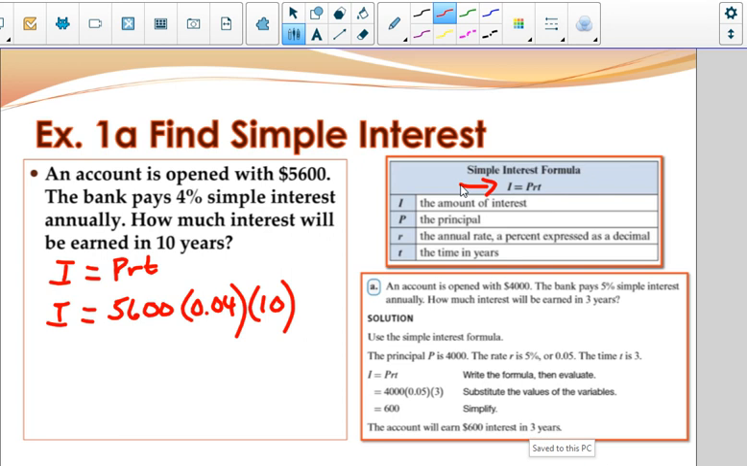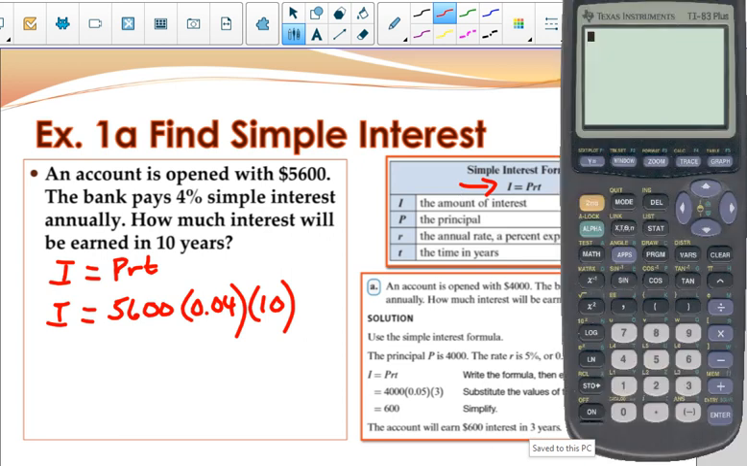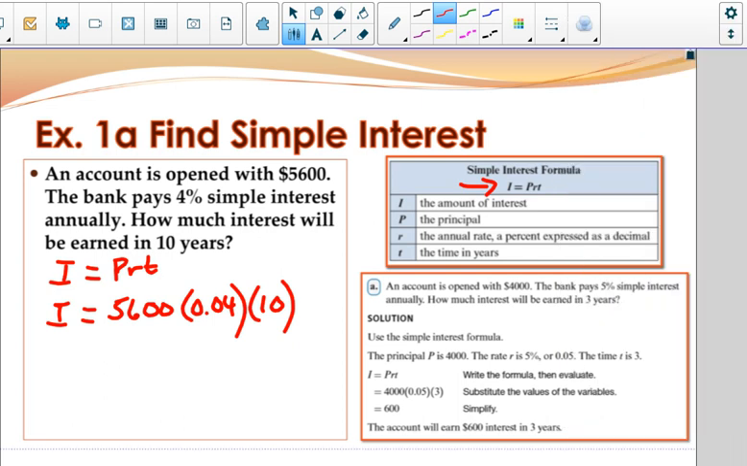If I grab my calculator out, I can solve this one. So I do 5,600 times 0.04 times 10. So that would be $2,240. That's the interest earned. So $2,240 would be how much the bank will pay you to put your money into their bank if you start off at $5,600.